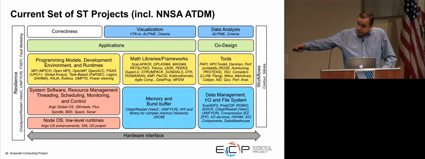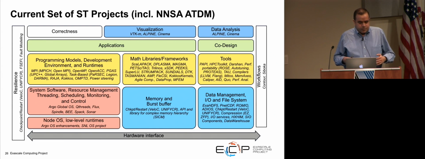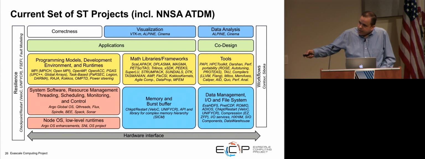Then there are other projects. I think Spindle speeds up the applications that use dynamic loading or Python and so forth. And at the Node OS level, there's some work in Argo, and there is one ATDM project at Sandia.